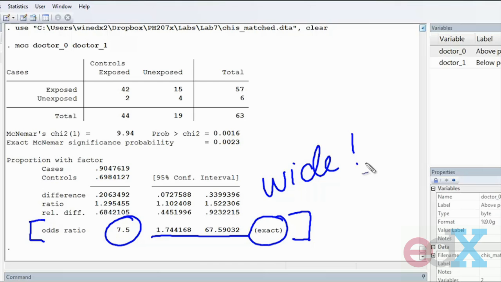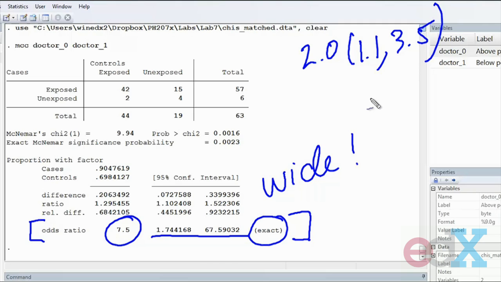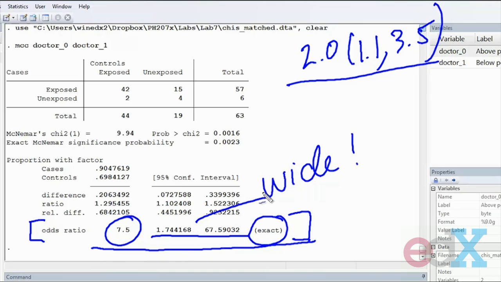If we think back to when we used the whole sample of 500 individuals, when we were looking at the Pearson chi-squared test before, we saw that we had an odds ratio of 2.0 with a 95% confidence interval of about 1.1 to 3.5. So those are really kind of difficult to compare just because, number one, this generalizes to a slightly different population, and number two, the sample size is so small here that we get a ridiculously wide confidence interval.